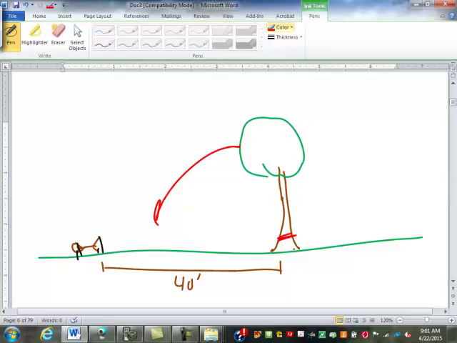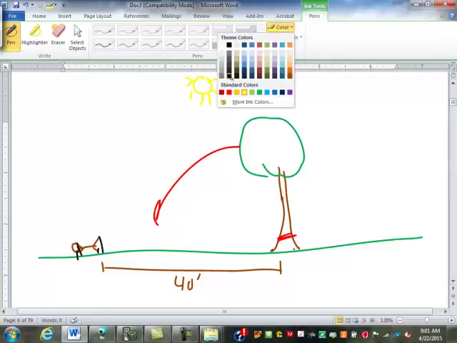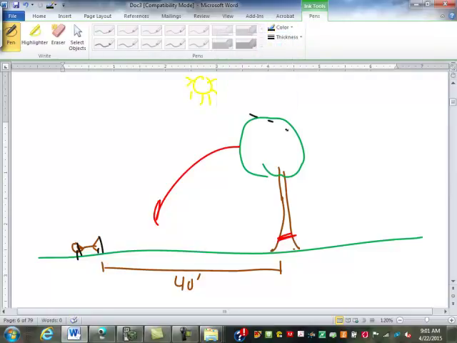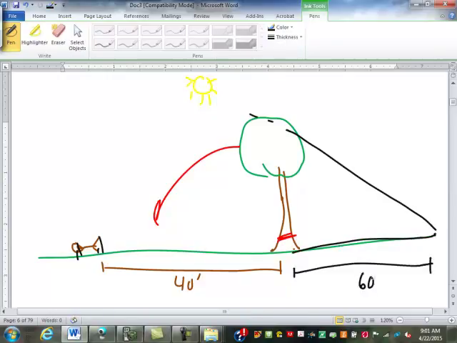But we do know that somewhere up here is the sun. And that sun shines down on our little tree. And it's making a shadow over here that is 60 feet long.